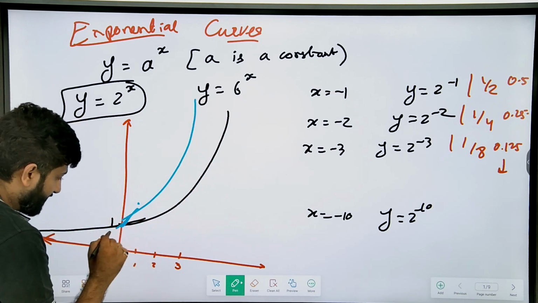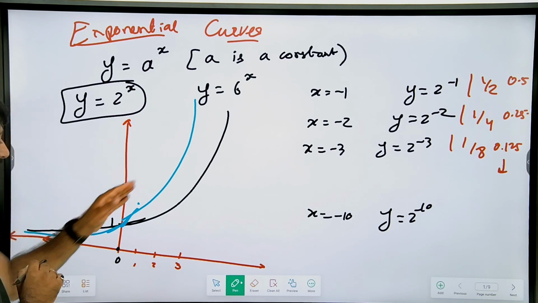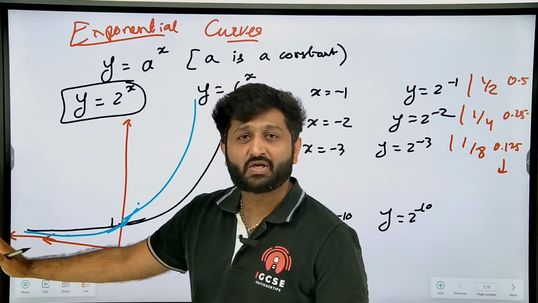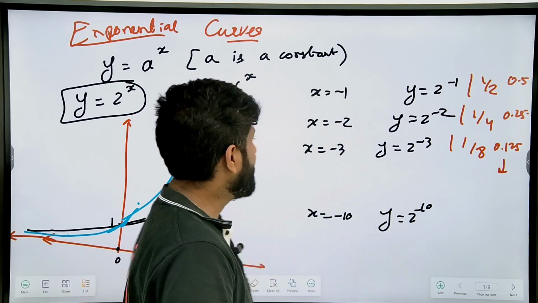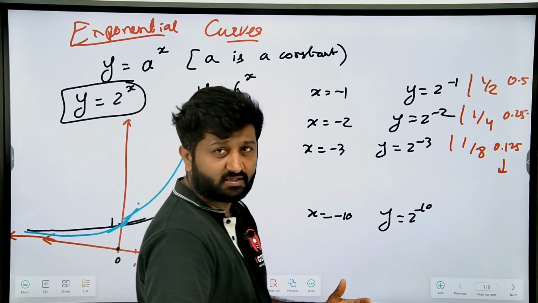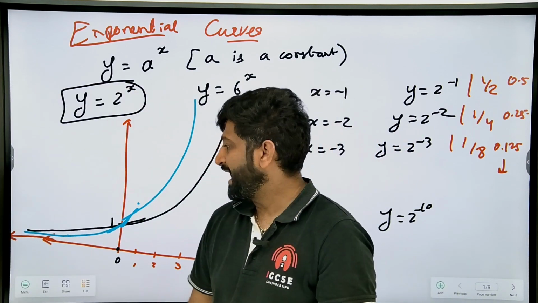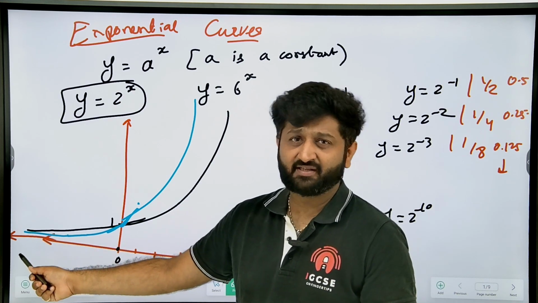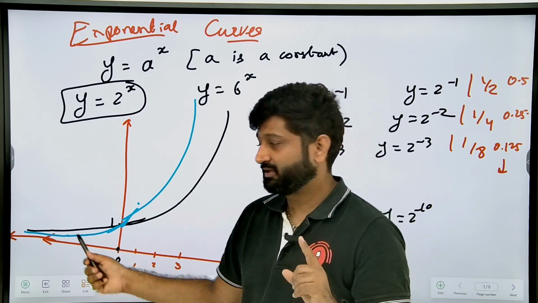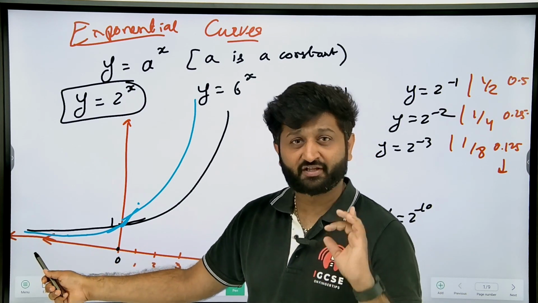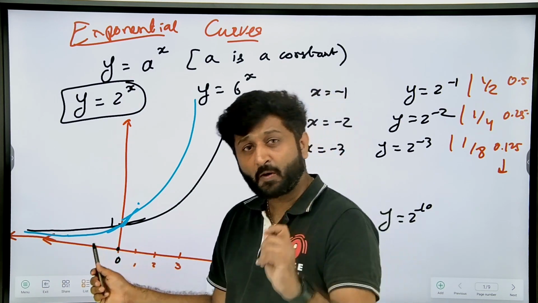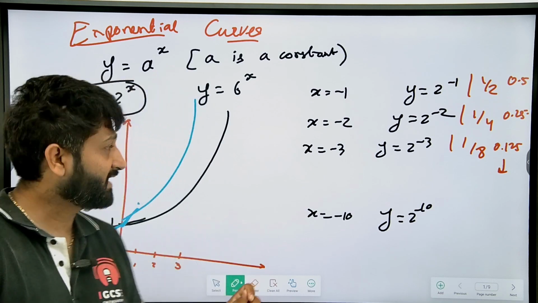And in the same way, it will also decrease very rapidly with the increasing negative value of x, right? This is how the exponential curve is going to look like. This is an increasing exponential curve. Always ensure that the graph does not touch the x-axis and that you have mentioned the y-intercept.